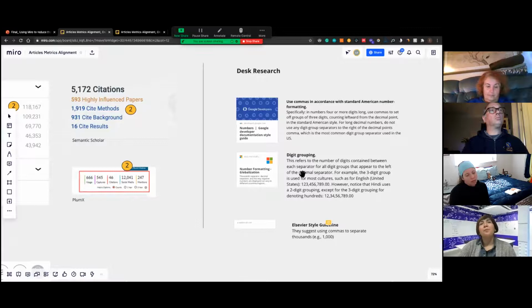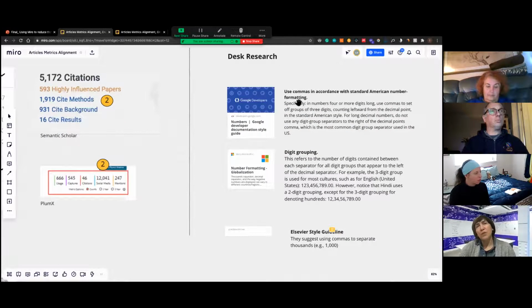What do they do? And so I discovered that at Google, for instance, they mentioned that the use of commas in numbers is in accordance with American number formatting. That was important information that I didn't know. And that drives our decision, because on Mendeley, we use an American copy. So it makes sense to use the American number formatting as well.